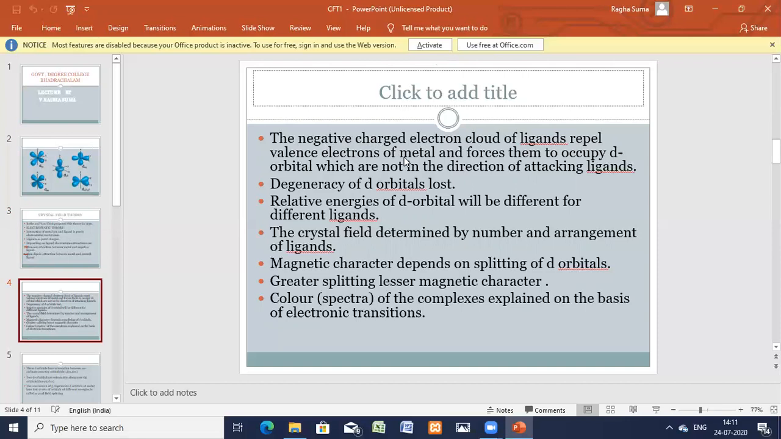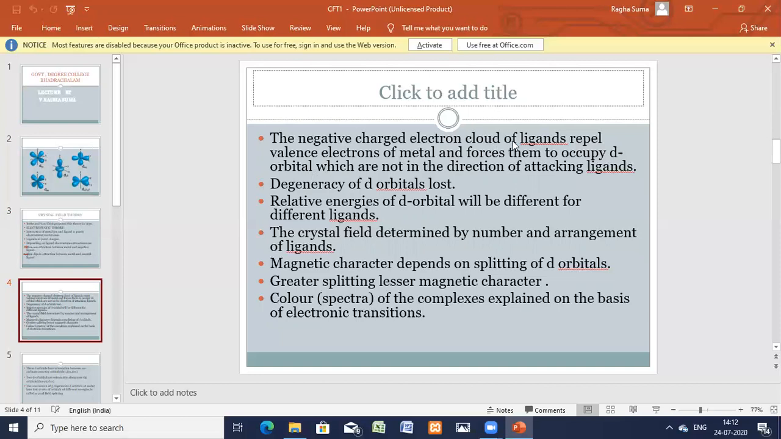Now I've told you that empty orbitals will be participating. Along with that, you will have some innermost electrons also in the valence shell. The incoming ligand has electrons, which are negatively charged, and in the valence orbitals you have empty orbitals as well as some valence electrons. These both have some repulsions. But still, the ligands are forced to occupy the d orbitals of the metal.